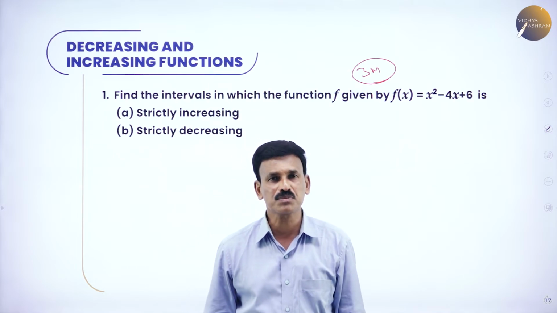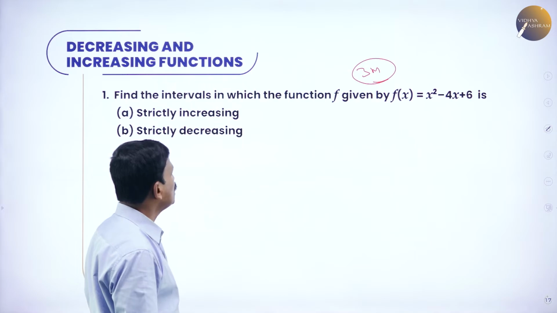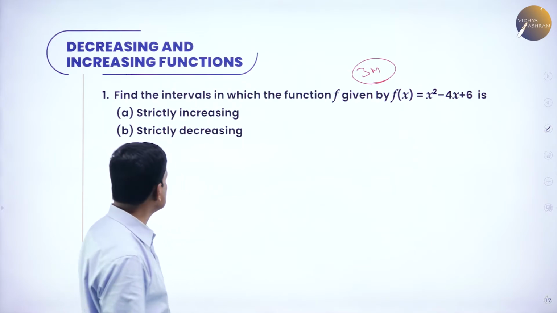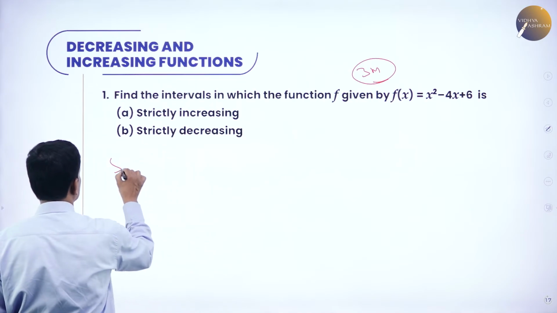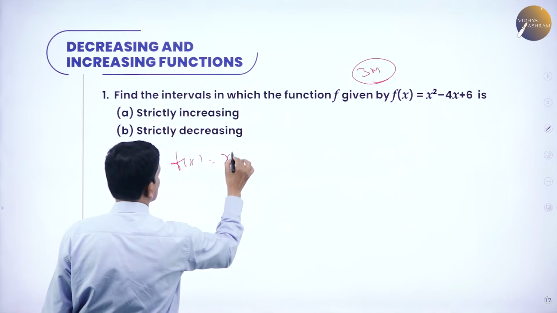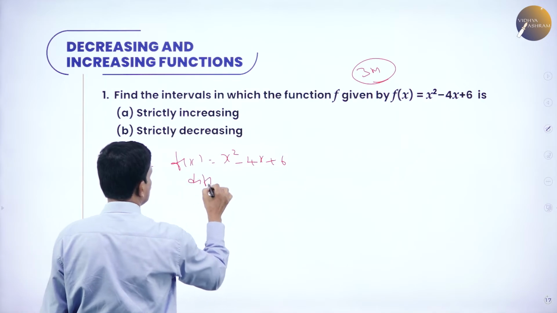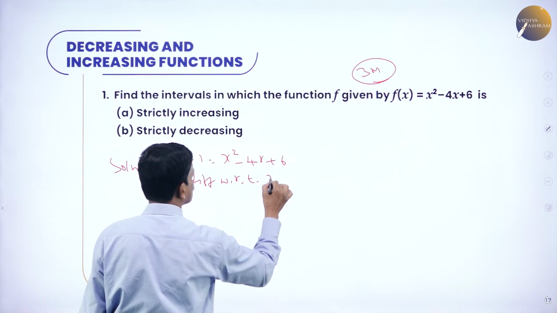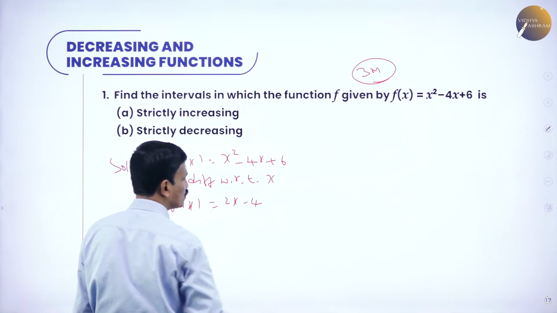Now let us come to the first problem. Find the interval in which the function f given by f of x is equal to x square minus 4x plus 6 is strictly increasing and strictly decreasing. Now let us come to the solution. What is given? f of x is equal to x square minus 4x plus 6. Differentiating with respect to x, f dash of x is equal to 2x minus 4.